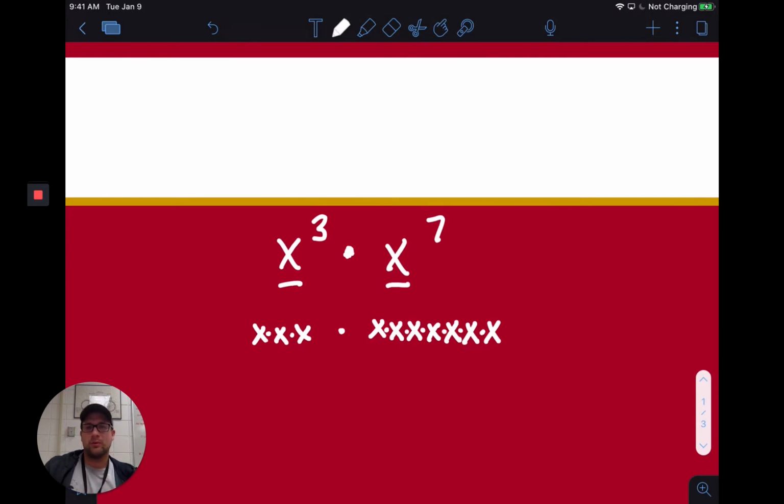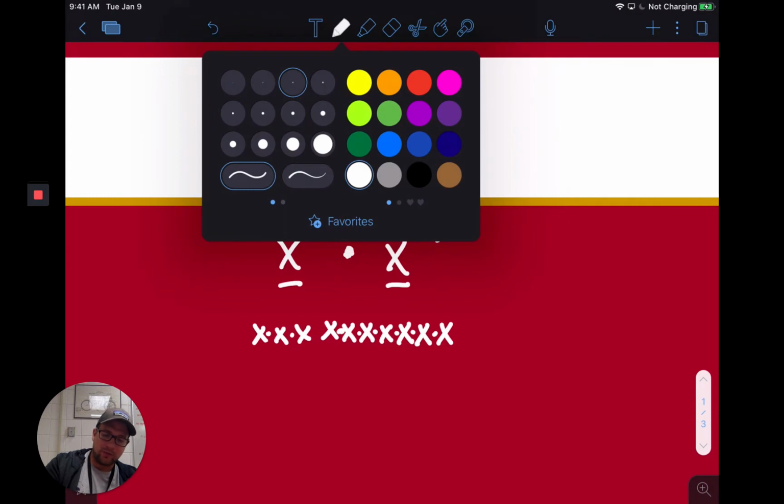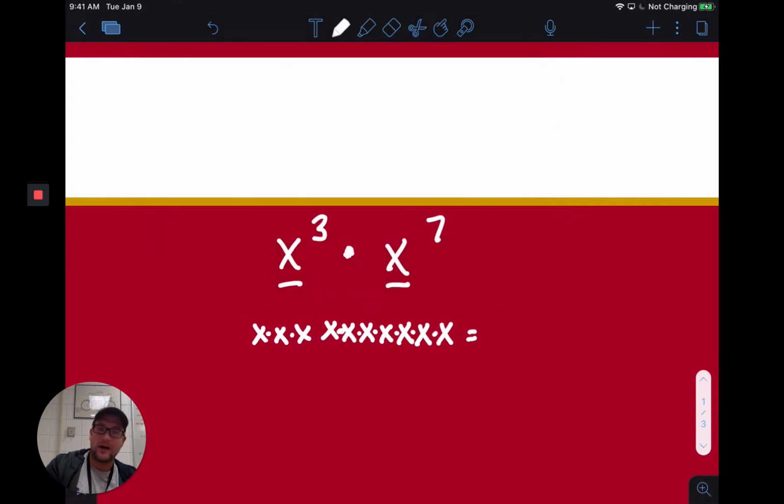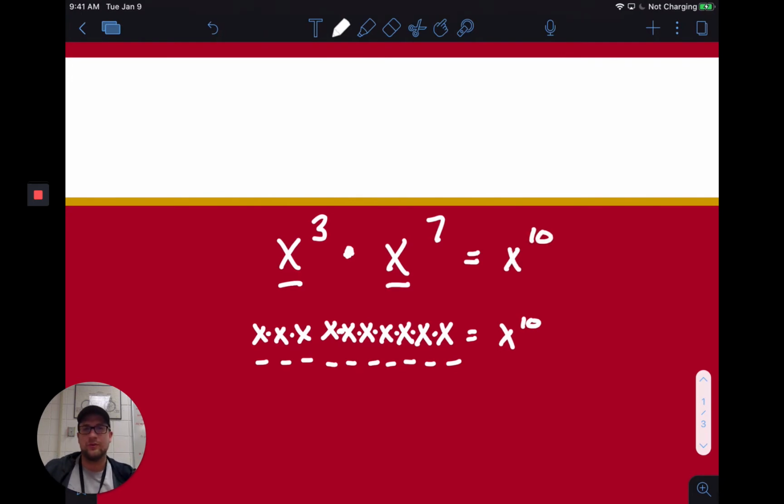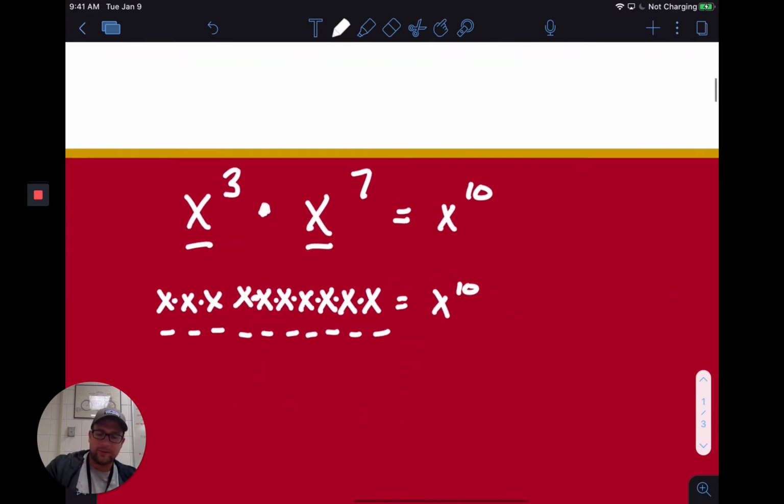So when we look at this, what we really have here is just groups of x's that are being multiplied together by one another. Now, whenever we see this happen in math, we know that we can use exponents to help us represent this situation. So if I wanted to rewrite this in terms of exponents, since I have 1, 2, 3, 4, 5, 6, 7, 8, 9, 10 x's, we could rewrite this as x to the 10th power. So what we find out is that x to the third times x to the seventh is equal to x to the 10th.